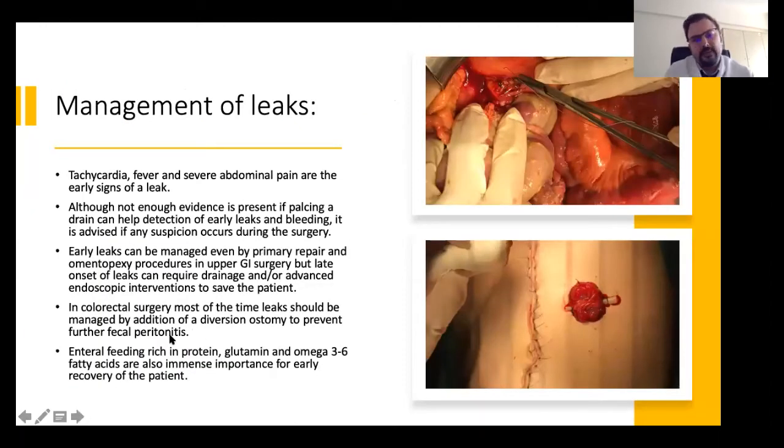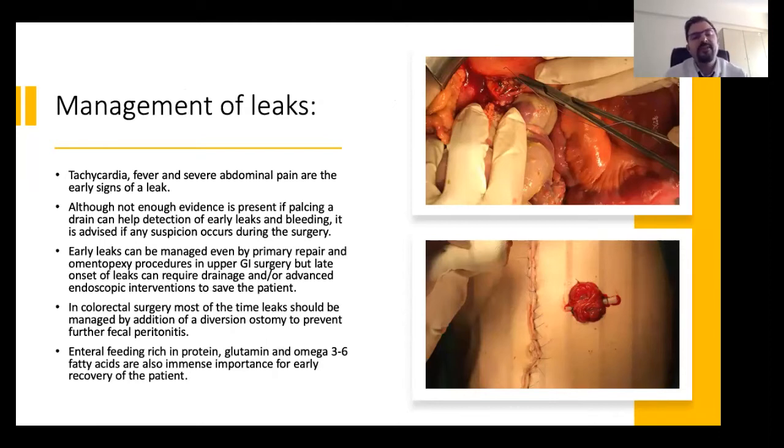And leaks. What can we do if a leak happens? It can happen from the anastomosis, or it can happen from damage to a small bowel when we are introducing the trocars or when we are manipulating. So we have to be careful for tachycardia, fever, and severe abdominal pain after laparoscopy.